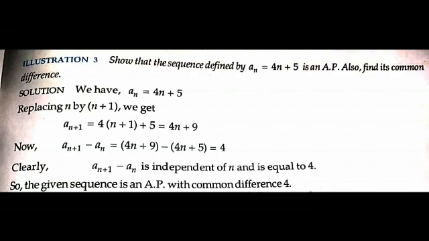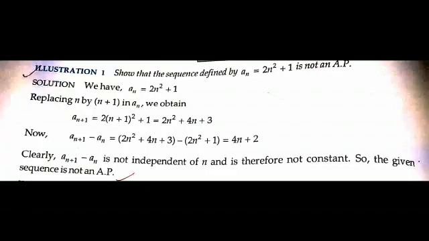Now we will find the difference between the (n+1)th term and the nth term, that is a(n+1) minus an, which gives 4n plus 9 minus (4n plus 5), that is equal to 4. So clearly the difference between the (n+1)th term and the nth term is independent of n and is equal to 4. So the given sequence is an AP with common difference 4. Let us consider one more example.